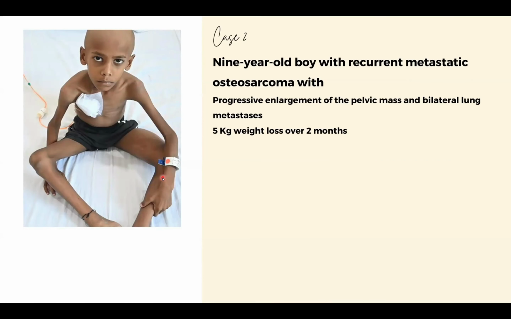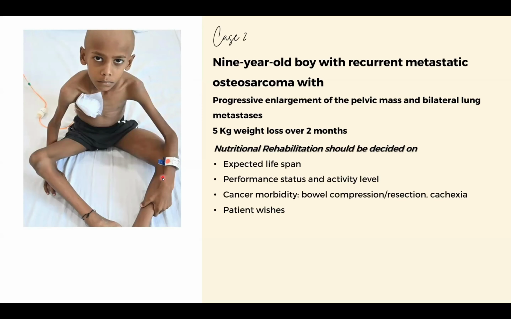Now the patient is palliative, probably going towards the terminal stage of the illness. So chemotherapeutic agents will not carry a major benefit in this particular child. So nutritional rehabilitation should be decided on the expected lifespan, performance status, activity level, and cancer morbidity. In this patient, the pelvic mass was extending proximally, compressing the bowel. So we must consider whether there's bowel compression and cachexia, and what the patient's wishes are from us as well.